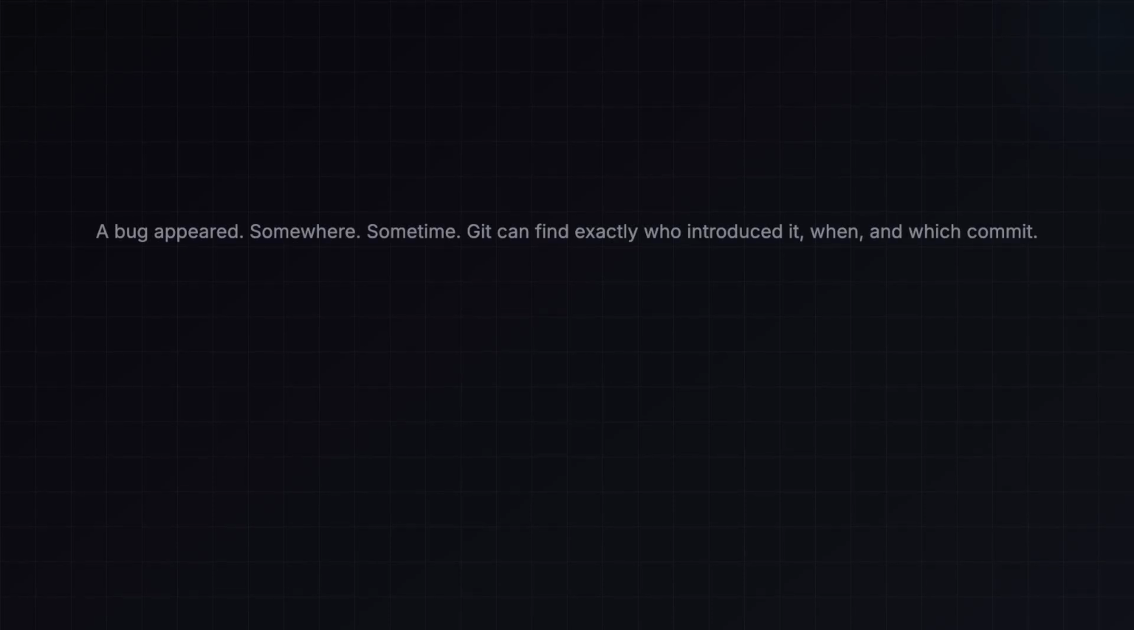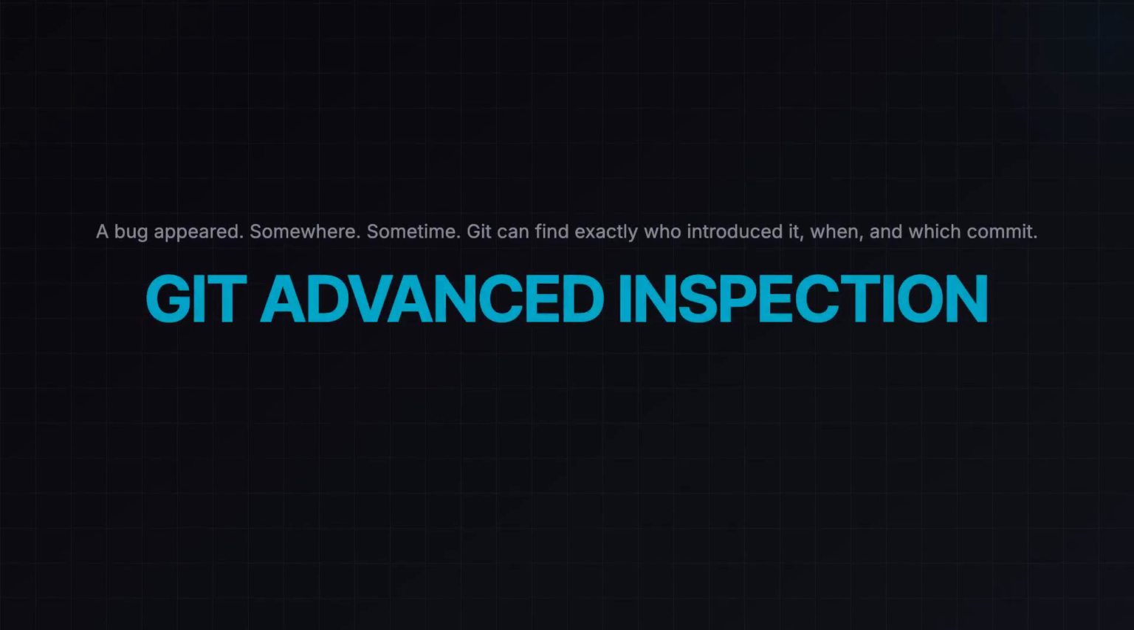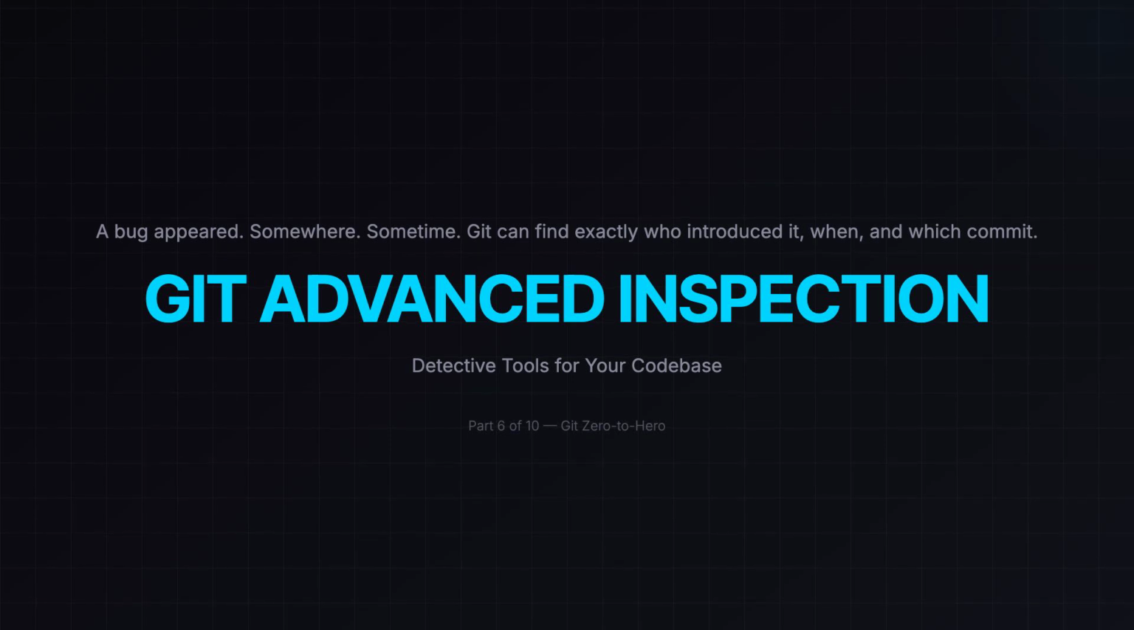A bug appeared somewhere in the code, sometime in the past. Git has powerful detective tools that can find exactly who introduced it, when it happened, and which commit is responsible. Let's explore Git's advanced inspection commands.